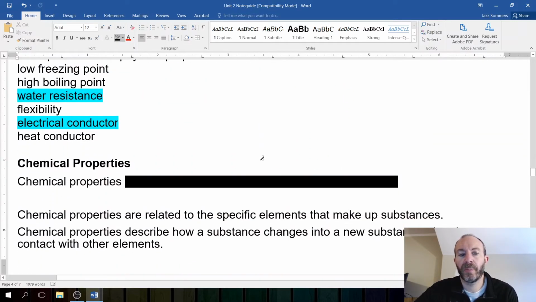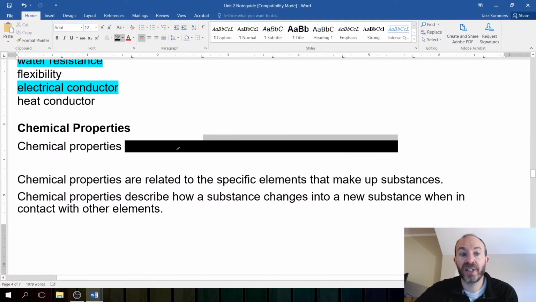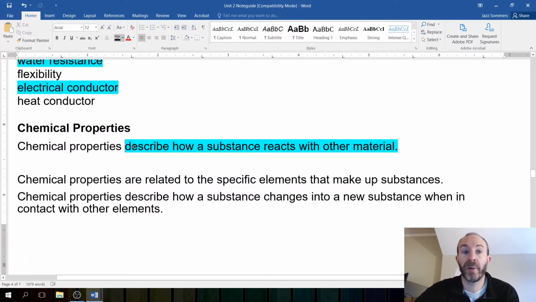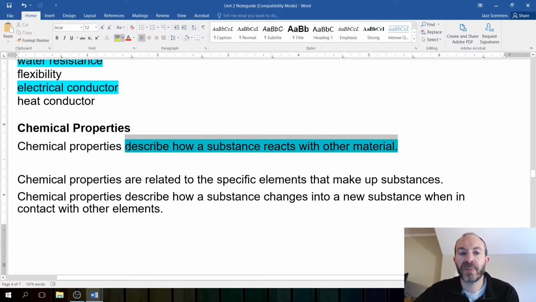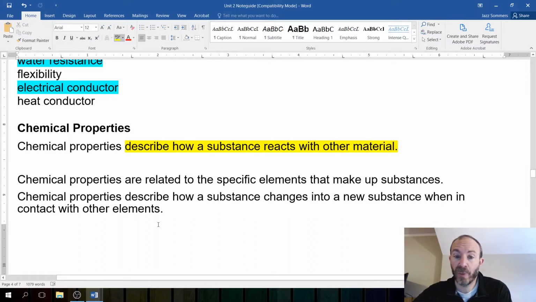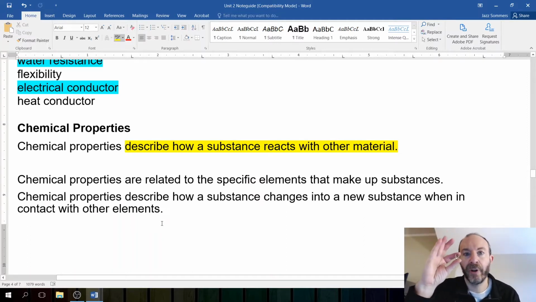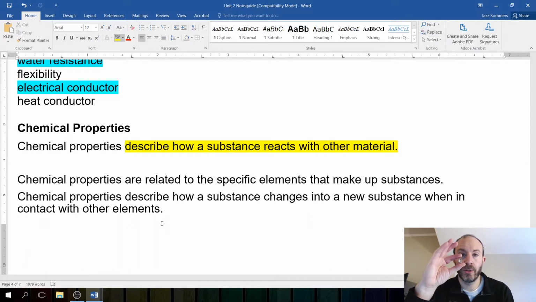But for a chemical property, you don't know those unless you do some sort of experiment with it. So a chemical property will describe how a substance reacts with other material. It could range from simple reactivity to maybe even flammability. That's another chemical property. You don't know how a chemical is going to react. For example, this is a gold ring. I don't know if it's going to react with water unless I put it in water and find out, right?